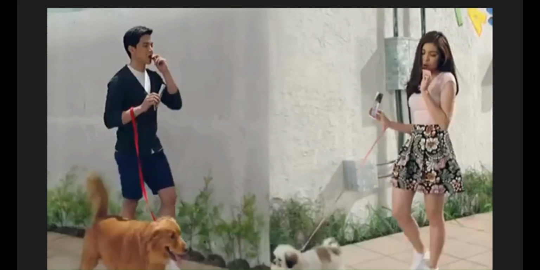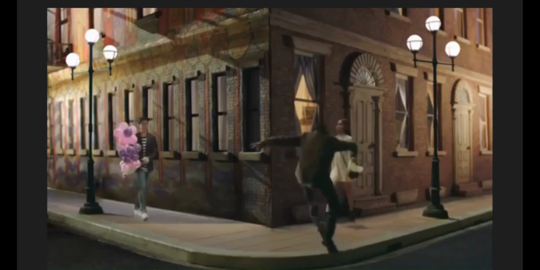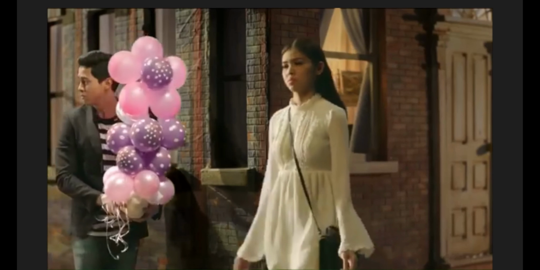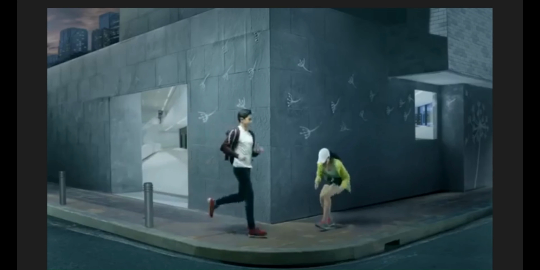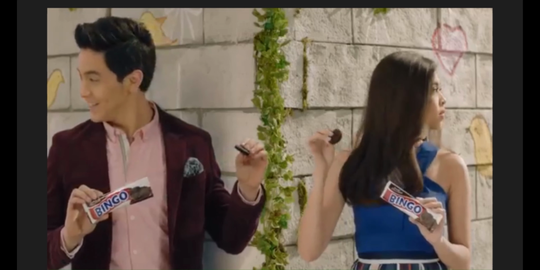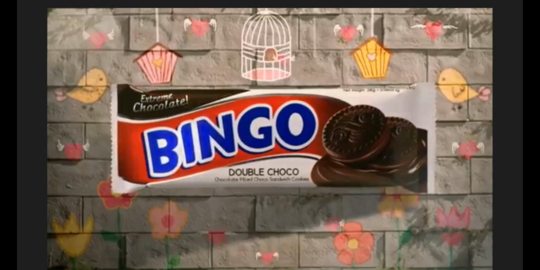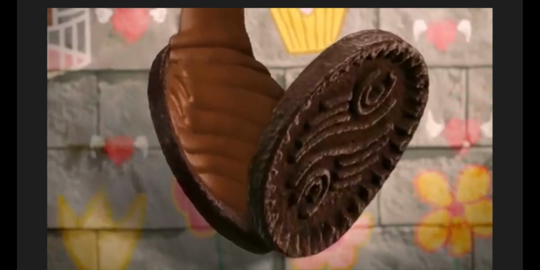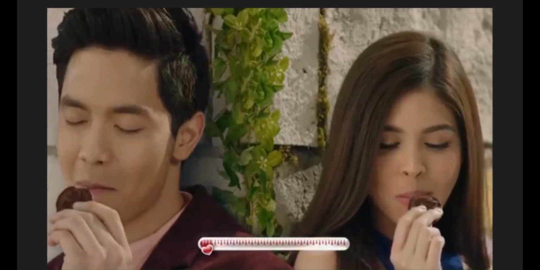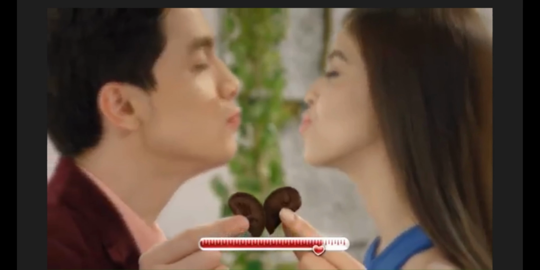Kapag nakita ko ang iyong mga mata, ako'y matutunaw. Kapag nakita ko ang iyong mga ngiti, ako'y masisilaw. Epekto yan ng Bingo. Heart-melting choco cookies with smooth, creamy filling. Bingo, kilig sa sweet.